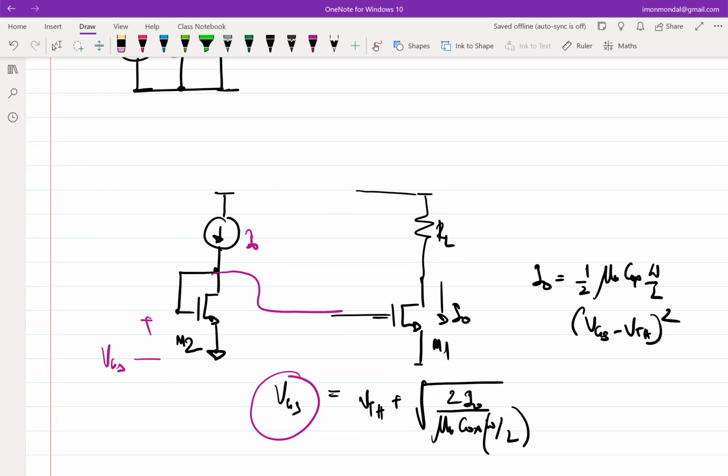So if this is true, then I can essentially say that a replica of this M1 is M2, a copy of M1 is M2. I will generate the voltage in M2 and connect it here, right? So this seems to be fine, right? Do you agree? Do you have any concern that this will work or not work?